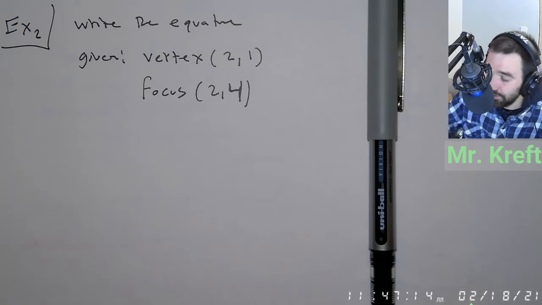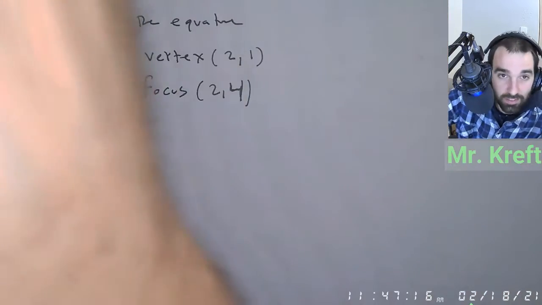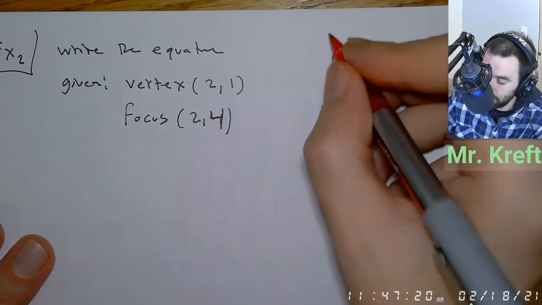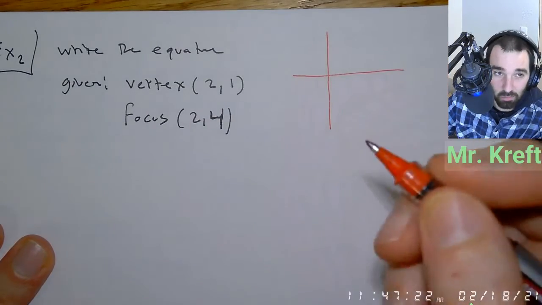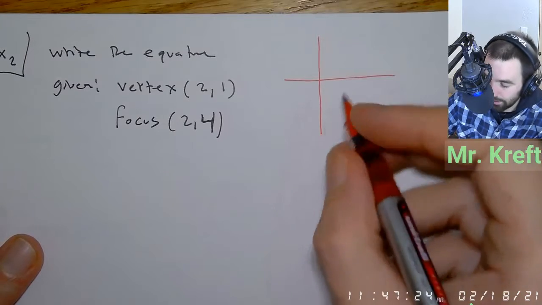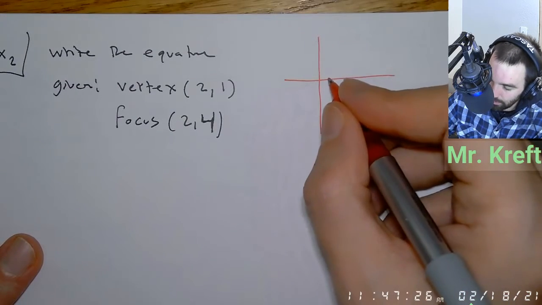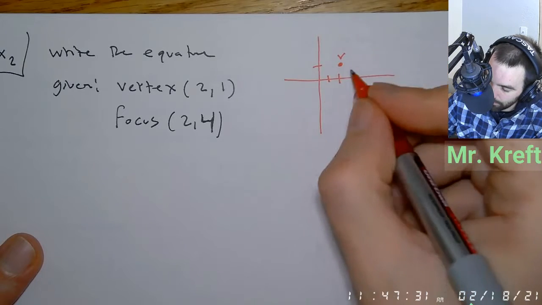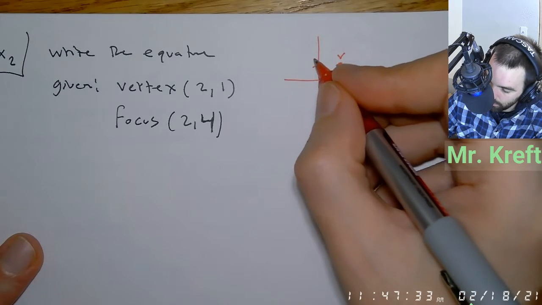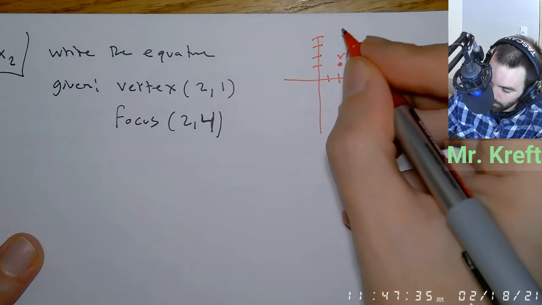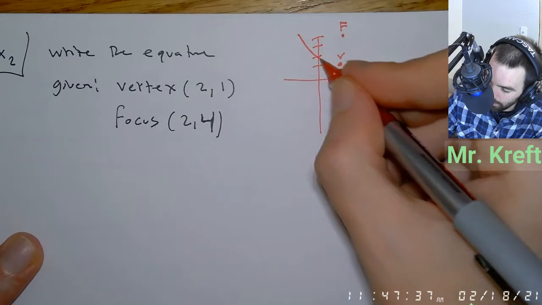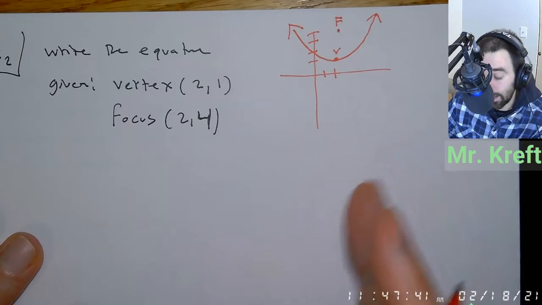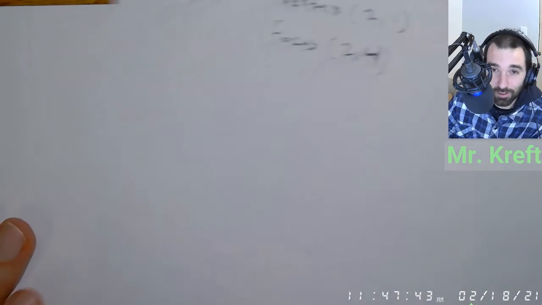All right, let's take a look at this. If you guys have questions, please ask. I want to make sure you guys feel confident about this. The first thing I'm going to do, and I think it's going to be really easy, is just sketch these 2 points really quickly. The first one is right 2 up 1. That's my vertex. And then my focus is right 2 up 4. So there's my focus. So then I know I'm going up.